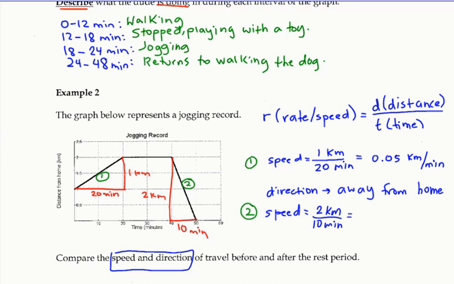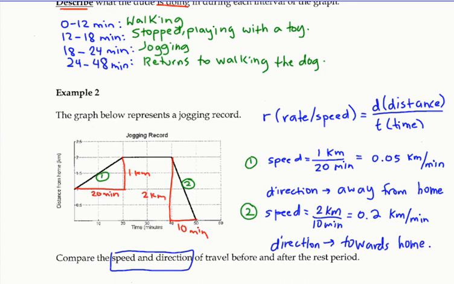What's 2 divided by 10? 2 tenths. 0.5 is 5 tenths. 0.2, guys, 2 tenths. Okay, and what is his direction? Away from home or towards home? Towards home.